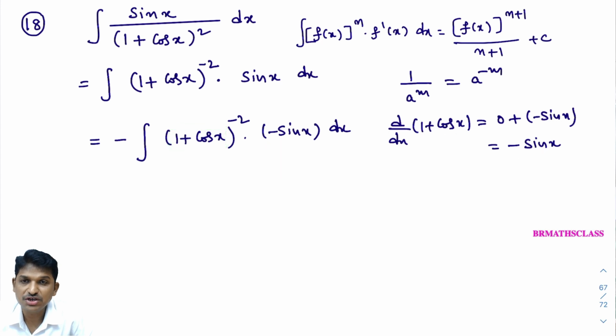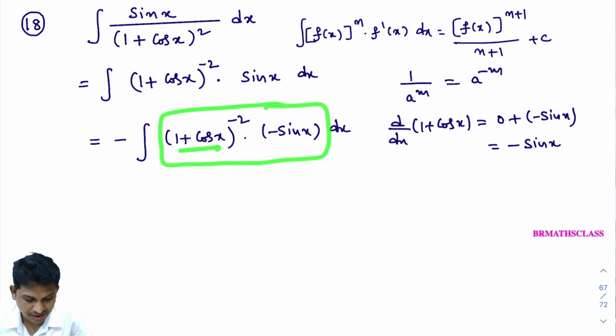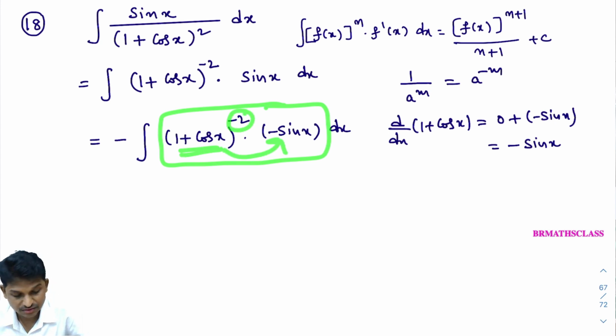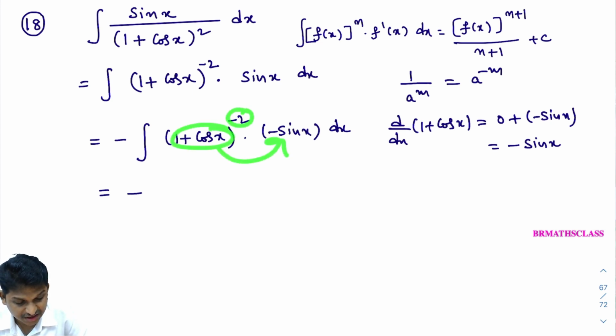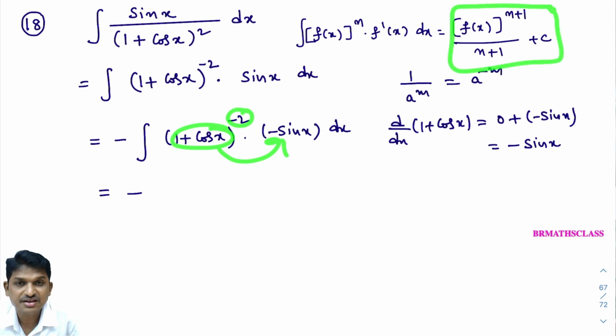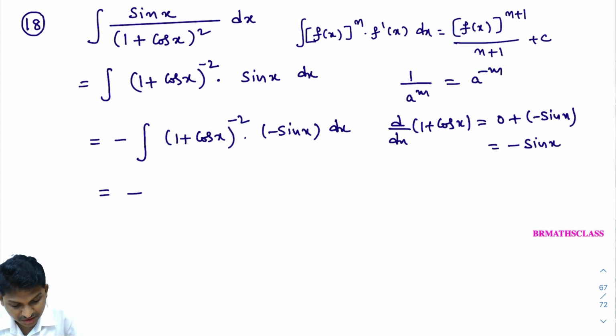Now, is the given question of this form? Integral of f of x whole power n into f dash of x dx? Yes. So what I'll do here, that equal to minus. This is f of x, this is n, this is f dash of x. What is the answer? Answer is f of x whole power n plus 1 divided by n plus 1 plus c. What is f of x? This is f of x, 1 plus cos x.